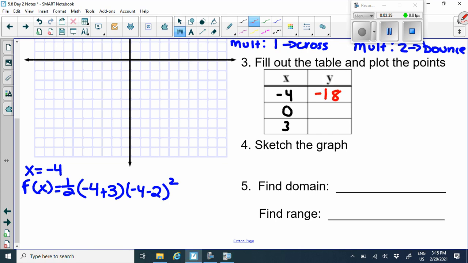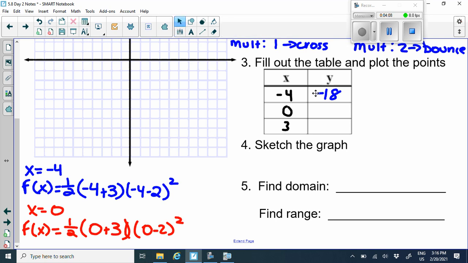Okay, so now from there, I'm going to make that blue to keep it the same color. There we go. From there, we now do the next one, 0. So I have f of x, and I'm going to plug 0 into there. So I'm going to say x equals 0, and then plug it into our formula. So same thing, I do 1/2. Any place I see x, I'm going to plug in the 0. So that's going to be now 0 plus 3, and then 0 minus 2 squared.